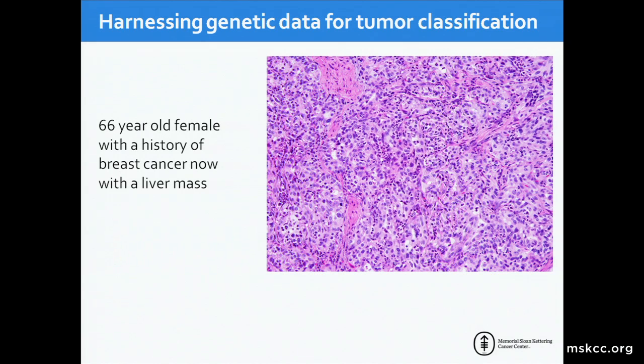This was a 66-year-old female with a history of breast cancer that presented with a liver mass. And this is a poorly differentiated adenocarcinoma. It could certainly be her breast primary. The immunohistochemistry was a bit nonspecific, CK7 positive. It was negative for ER, PR, and HER2/neu. Unfortunately, we did not have the breast tumor to compare it to. So it could be metastatic breast cancer or not.